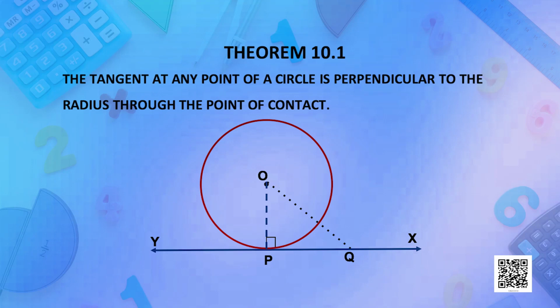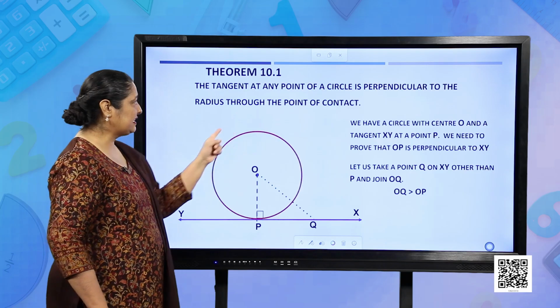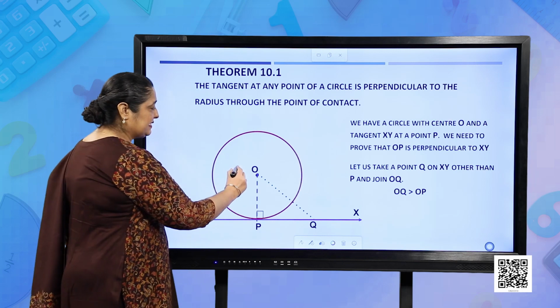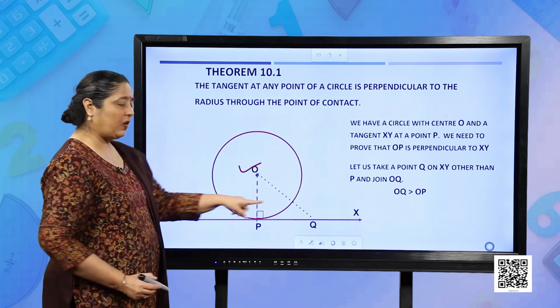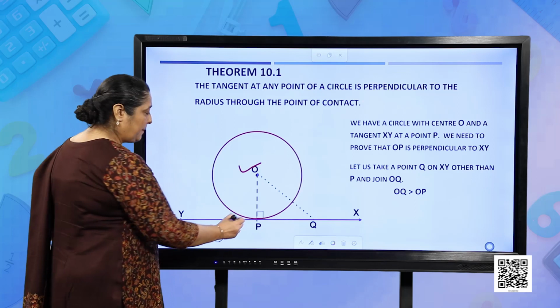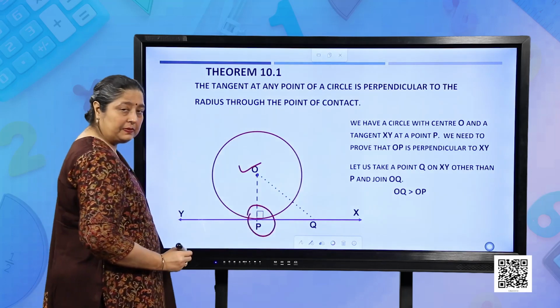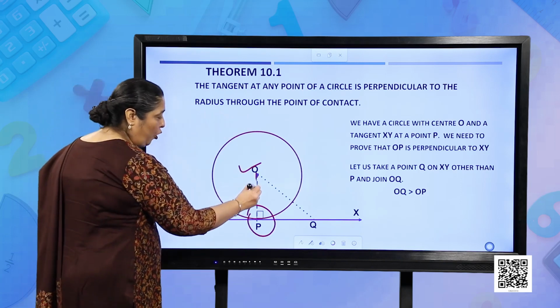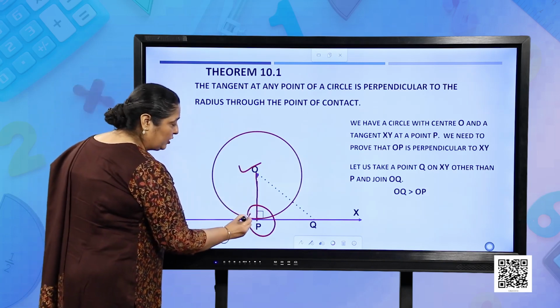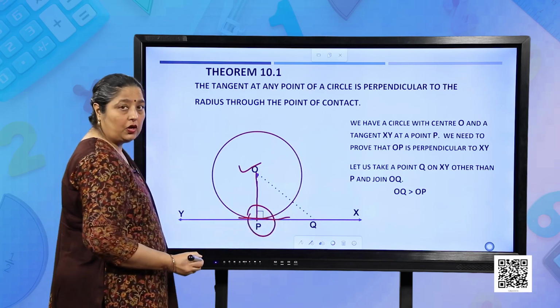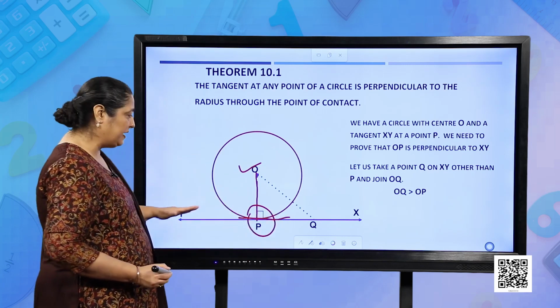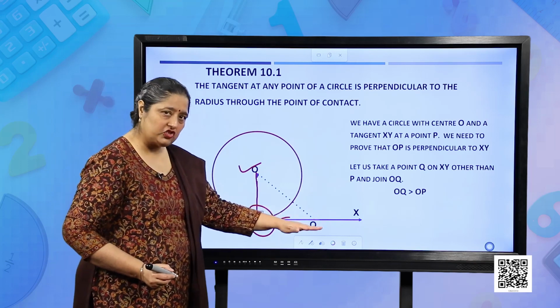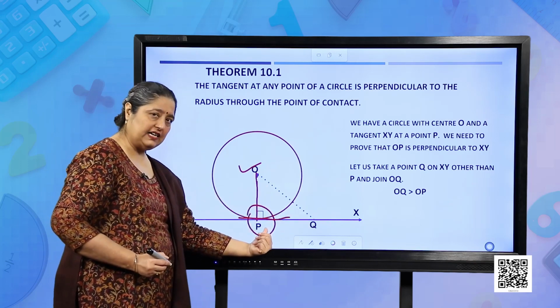This is theorem 10.1. The tangent at any point of the circle is perpendicular to the radius through the point of contact. This is the circle with center O, XY is the tangent and P is the point of contact. What does the theorem say? The theorem says that OP is perpendicular to XY. OP, the radius, is perpendicular to XY, the tangent, at the point of contact P.